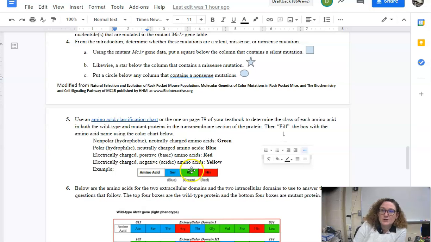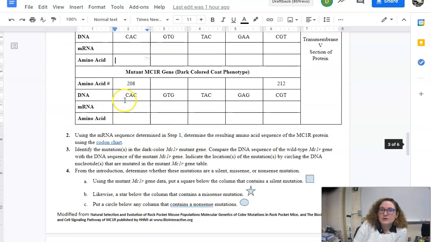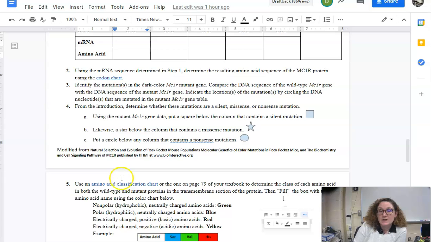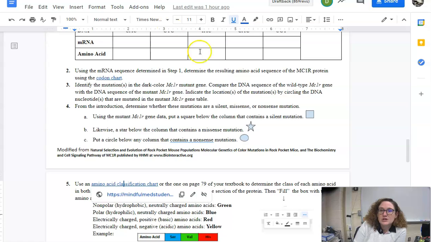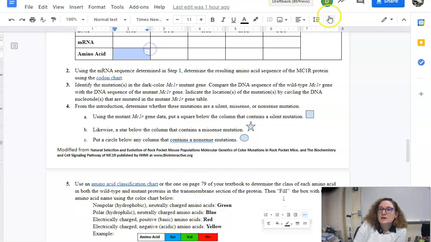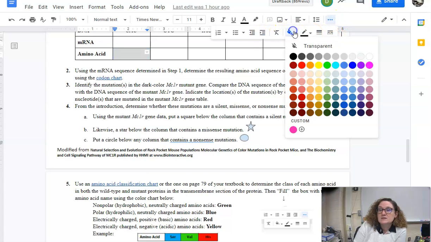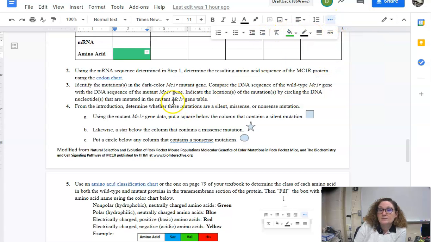The rest of this chart, the second part, is to determine the chemistry of it. So you'll click on this, and based on whatever amino acid you got here, so we had valine, when I click on this, I look for valine, and valine is nonpolar. So when I go back to my chart, my nonpolar is green. So I'm going to take this, use my little paint box, and color it green. Okay, then you'll do the same thing for all the other ones, just like the way that it was explained.